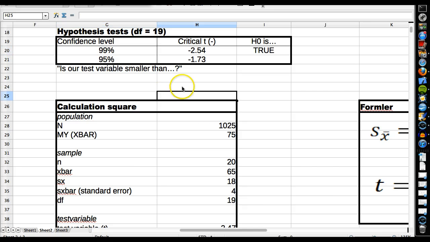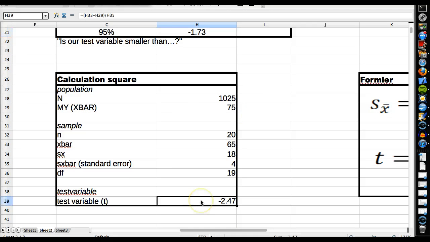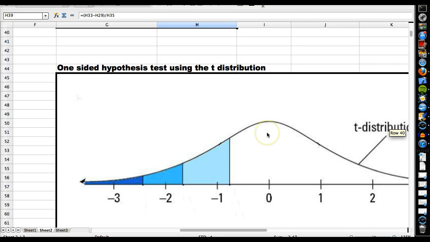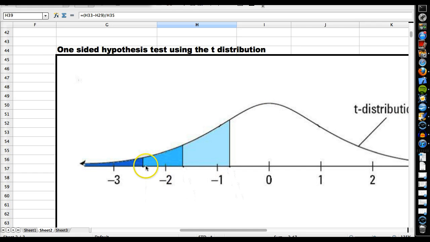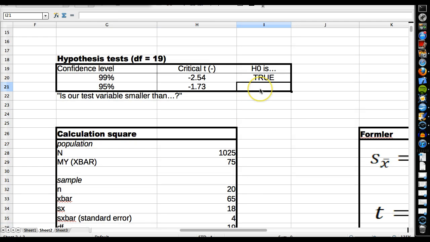So we could lower to 95%. This is actually acceptable in many social science studies, and in that case, the critical value is minus 1.73. Is our test variable smaller than that? Well, yes. Minus 2.47 is smaller than minus 1.73. So minus 2.47, which is located there, is smaller than minus 1.73, which is located somewhere around here. Then we are in the tail. So then we can actually refute the null hypothesis and say that yes, there has occurred a change, but not at the 99% confidence level, only at the 95% confidence level.